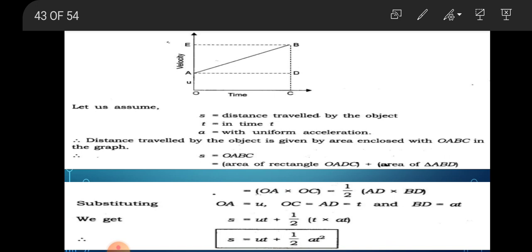So what is the area of the rectangle? The area of a rectangle is nothing but length into breadth. What is the length here? OA, and what is the breadth here? OC. Whereas the area of a triangle is nothing but half into base into height. So by substituting into the equation, we get S is equal to UT plus half AT square.